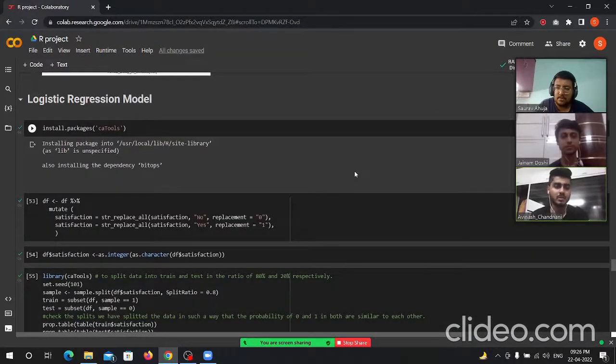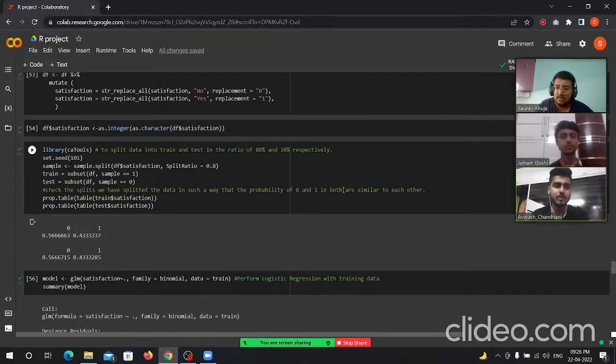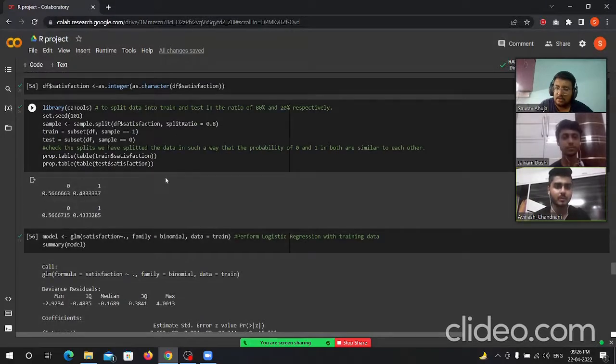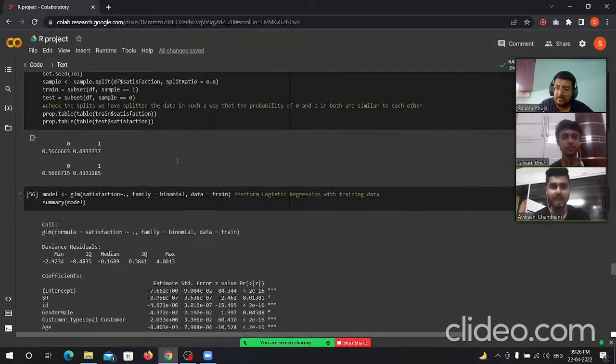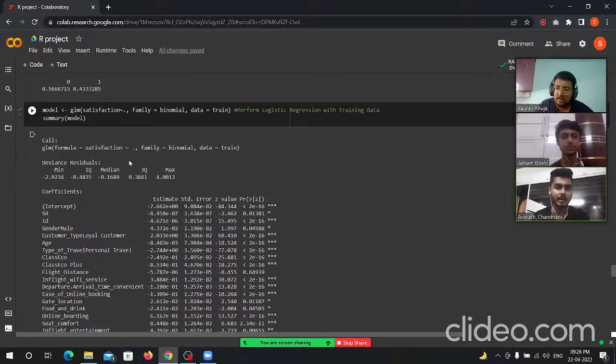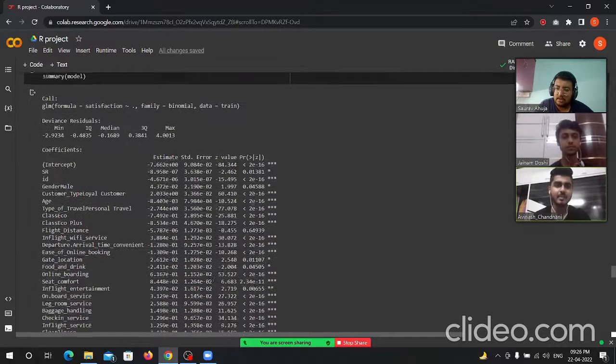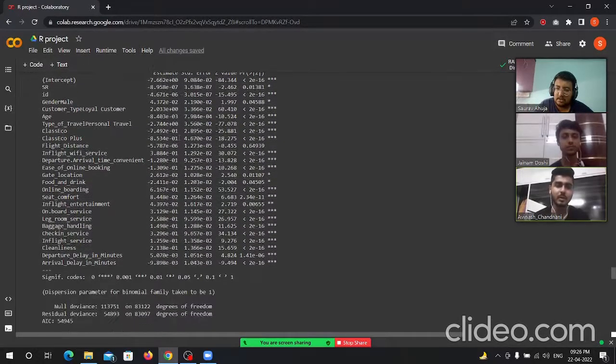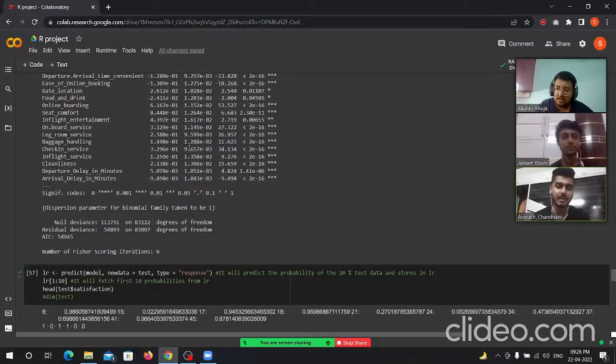Talking about the logistic regression model, we have imported the caTools library and we are splitting our sample into the ratio 80-20. 80% data is going to be used for training and 20% for testing. And we have divided the data in such a way, as you can see, the probabilities are very close. Now we start training our model and it helps us to get the intercept and the estimate for all the columns, which will help us to calculate the probability of our customer being satisfied or not.